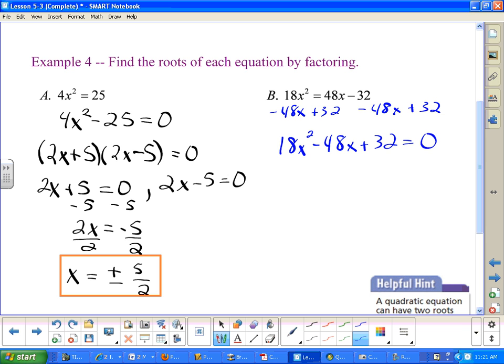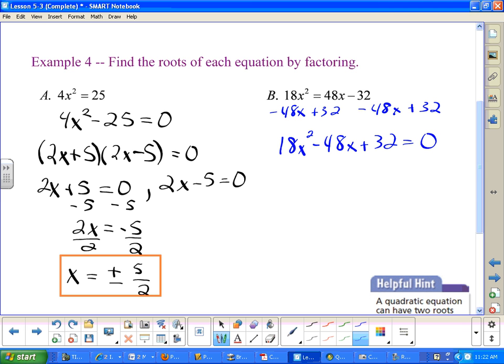Then, like any other time when I'm trying to factor, I want to look to see if they have something in common that I can factor out first. Do 18, 48, and 32 have a number in common? Okay, 2. Well, 4 goes into 48 and 32, but not 18. So in this case, I can factor out 2 of everything.